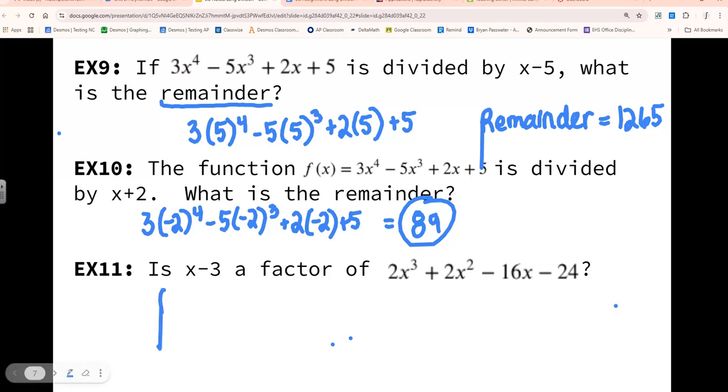So my remainder is 0. And so what's the answer to the question? Is x minus 3 a factor? Yes.